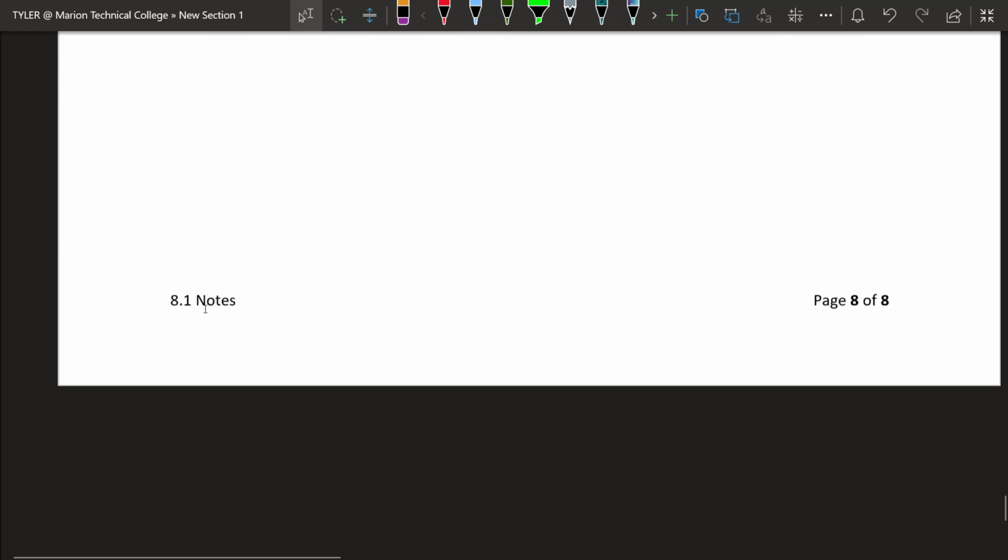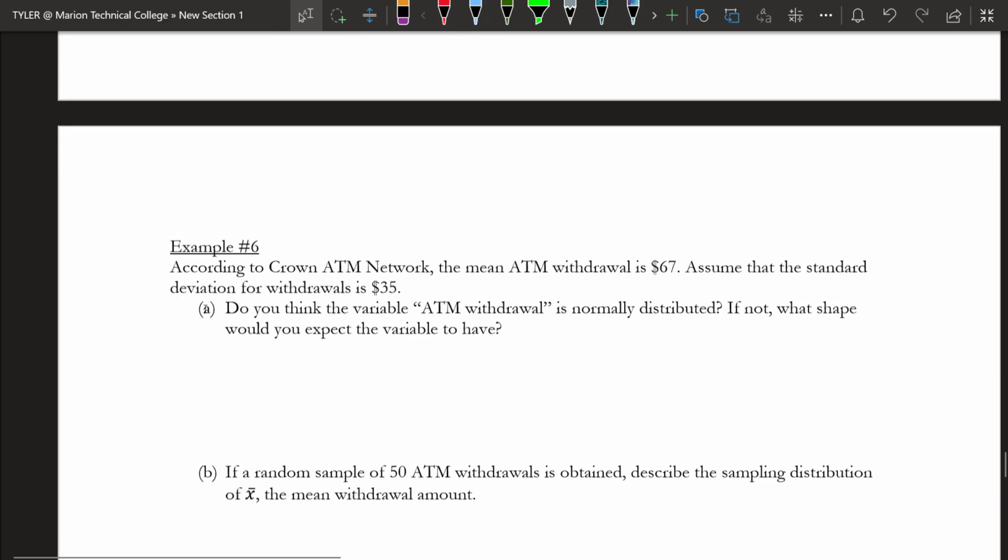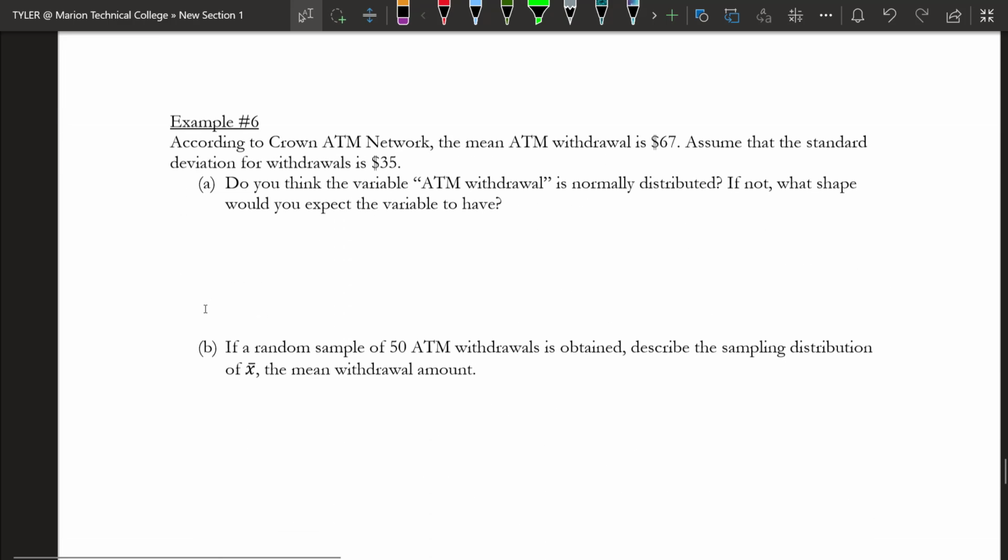All right, so we just have one more example to look at. This one is looking at ATM withdrawal data. So it says, according to Crown ATM Network, the mean ATM withdrawal is $67. And the standard deviation we're assuming to be equal to $35. Right? So in part A, it says, do you think the variable ATM withdrawal is normally distributed? If not, what shape would you expect the variable to have?